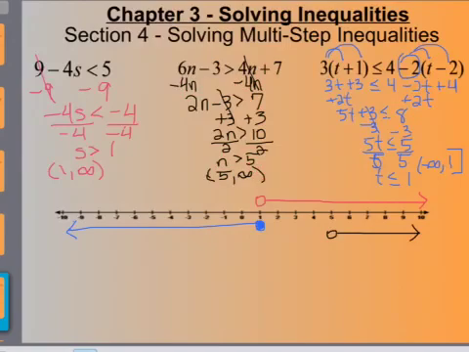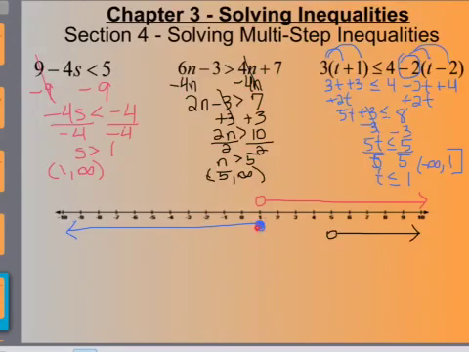Finally, for the last one, you distribute the 3 to both terms inside of the parentheses. And we're distributing the negative 2. So this is what we get when we distribute. We're going to add the 2t to both sides and combine like terms on the right. So 4 plus 4 gives us 8. Subtract the 3. Divide by 5. You get that t is less than or equal to 1.